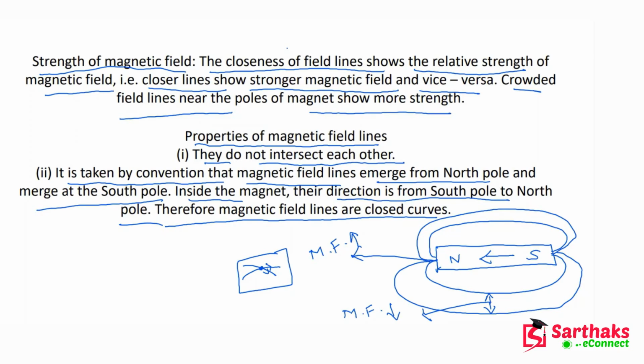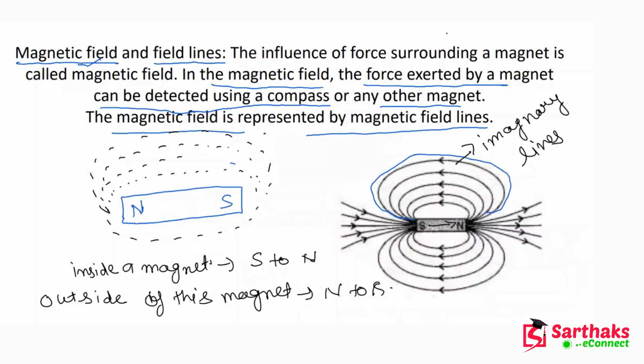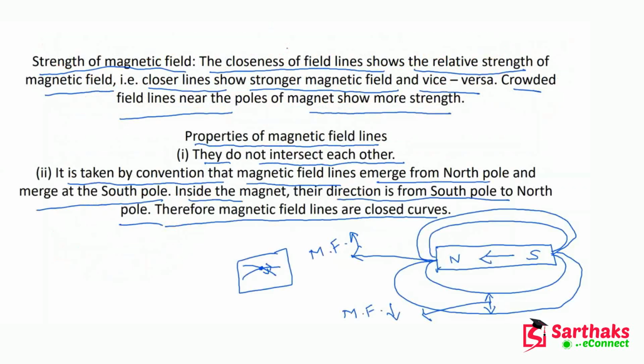So let me take you to a previous slide. In this slide, you can understand that magnetic field lines are going out from the North Pole and entering the South Pole, and they are completing a closed curve. That's why we say that magnetic field lines always form closed curves. I hope you get this point.